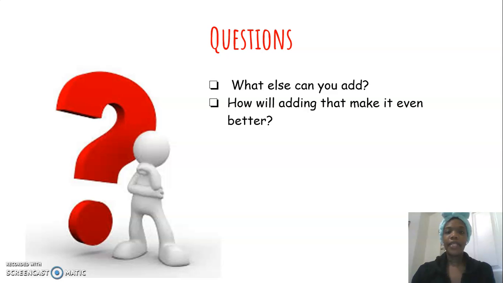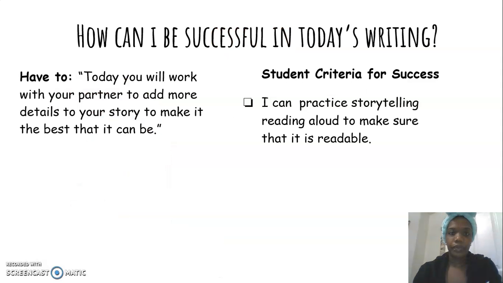All right, little happy writers. Here are some questions you can ask yourself, right? After you are thinking about what you want to write about and you drew your picture, now it's really time to figure out what else you can add to your writing. And how will adding that make it even better? How can I be successful in today's writing?